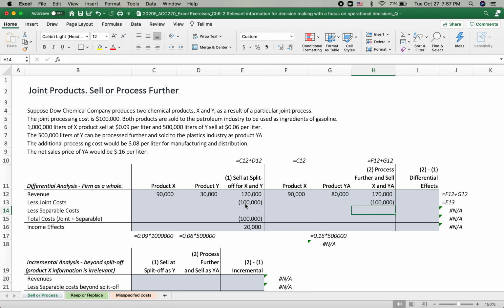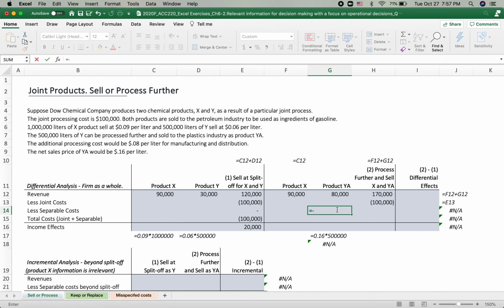But it needs some separable cost. What separable cost do we need? Here you go. The separable cost is, how much is that for Y? In order to process further from our product to Y, it needs the separable cost of 8 cents. The additional processing cost would be 8 cents per liter for manufacturing and distribution for YA. So we put here 8 cents.